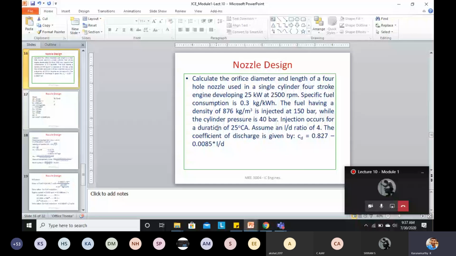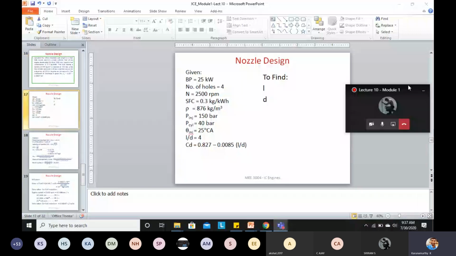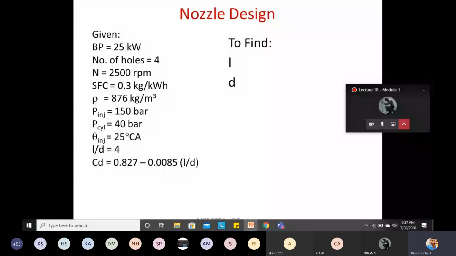The coefficient of discharge is given in the form of an expression in terms of L by D. So these are the input parameters, the given data. Now let us solve this problem. Try to solve it using pen and paper.